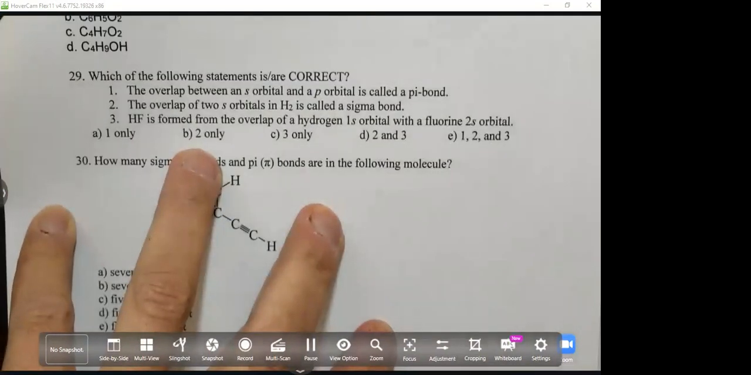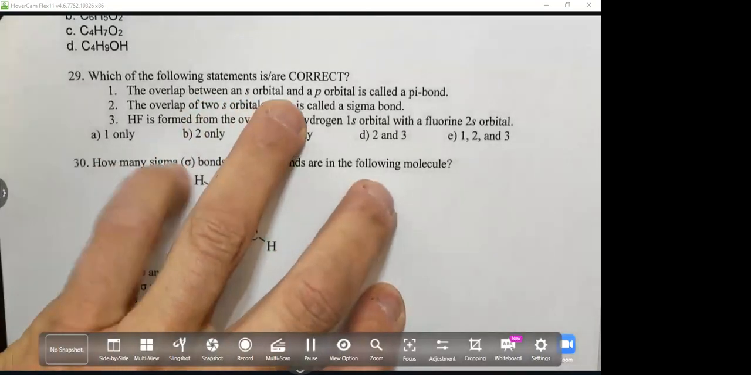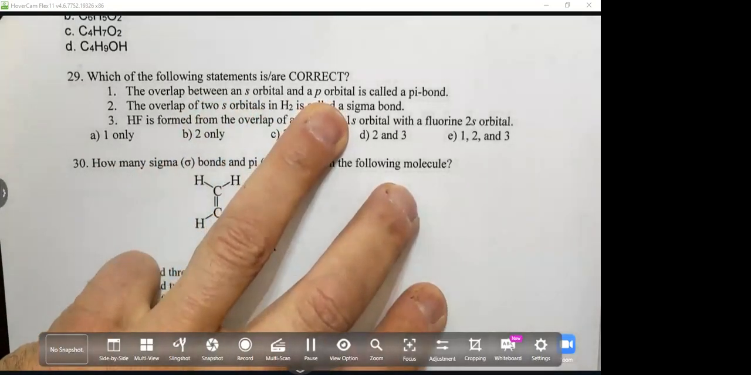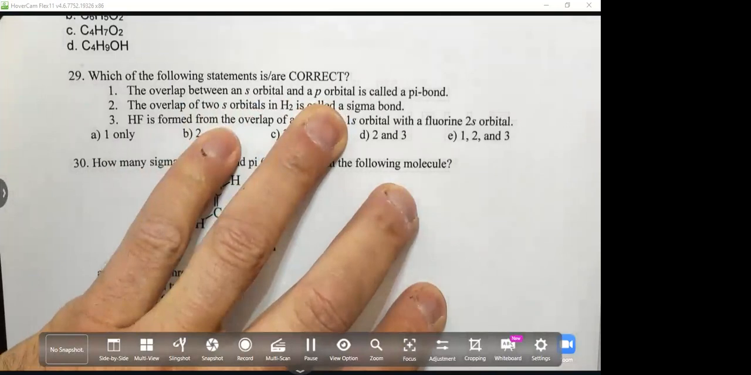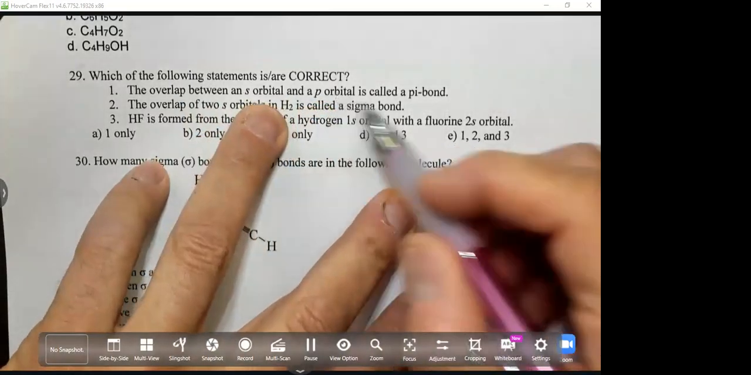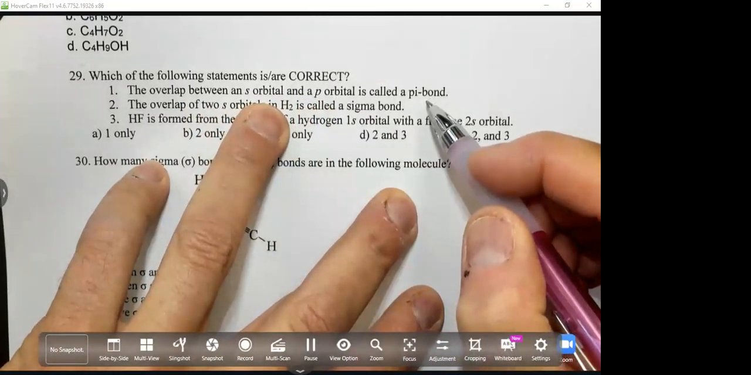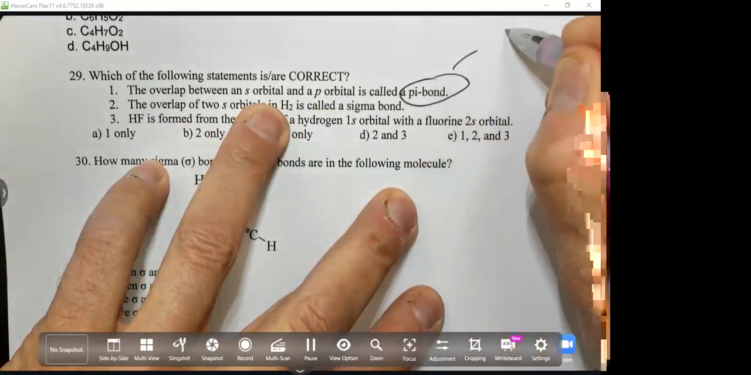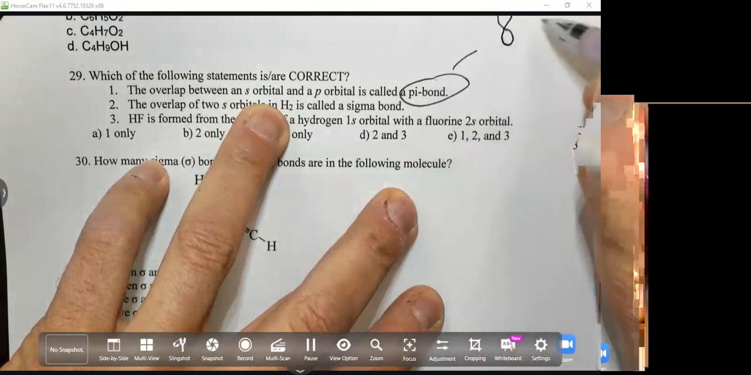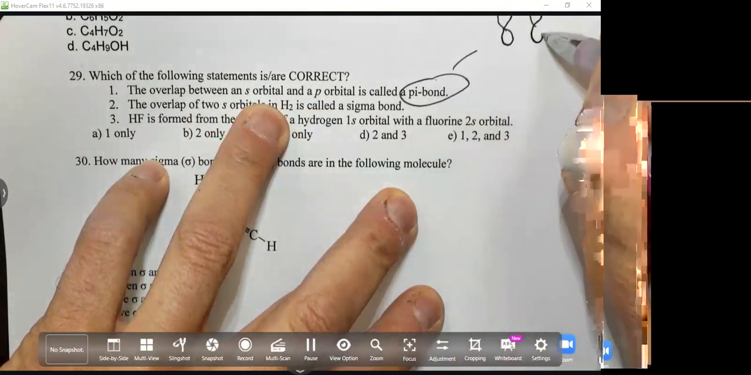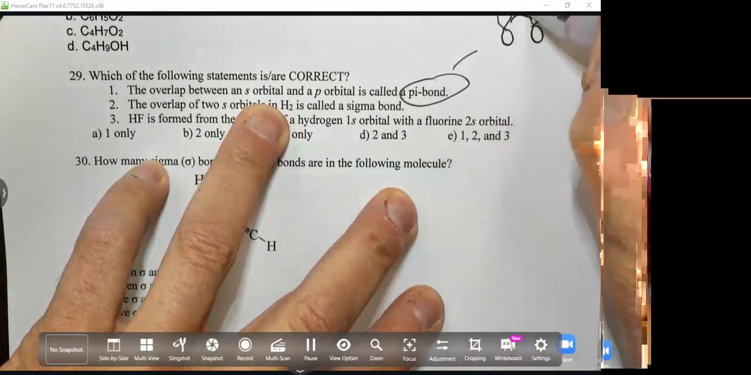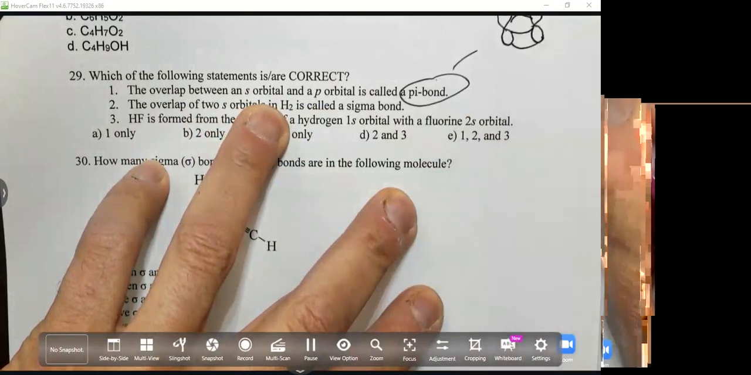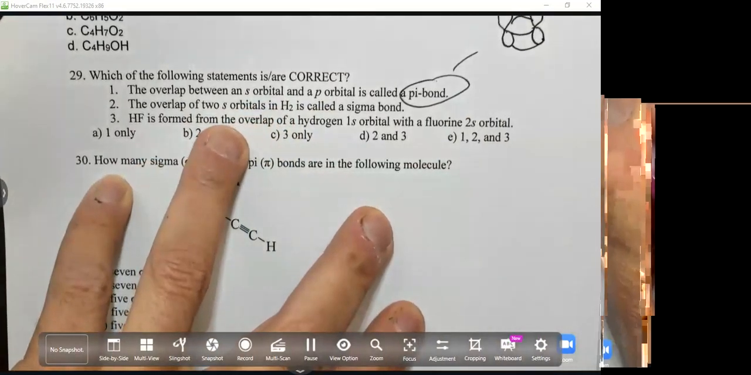Which of the following statements is correct? The overlap between an s orbital and a p orbital is called a pi bond. True or false? S and a p pi bond. No way. How do you get a pi bond? The only way to get a pi bond is overlapping parallel p's in the same plane. So there's no way that's true.